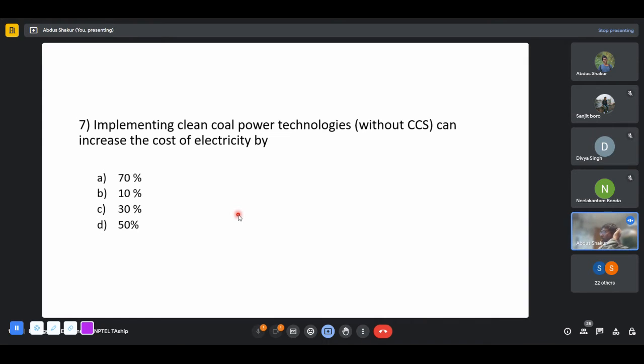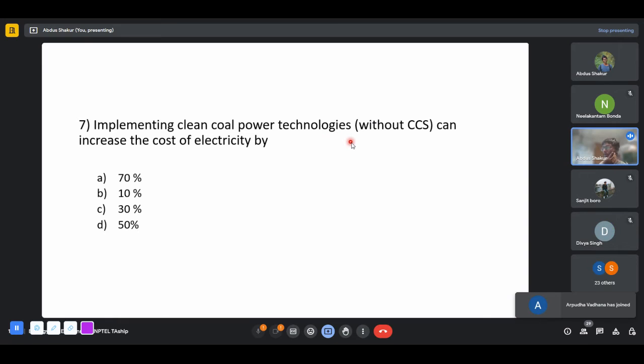Last time we also discussed carbon capture and storage technologies. If you implement clean coal power technologies without CCS, this can increase the cost of electricity by what amount? If we have carbon capture and storage, there might be some amount of cost you have to pay for that. But if you don't have carbon capture and storage, it's going to increase the cost of electricity by 30%, but due to various factors responsible for the company to manage those activities.